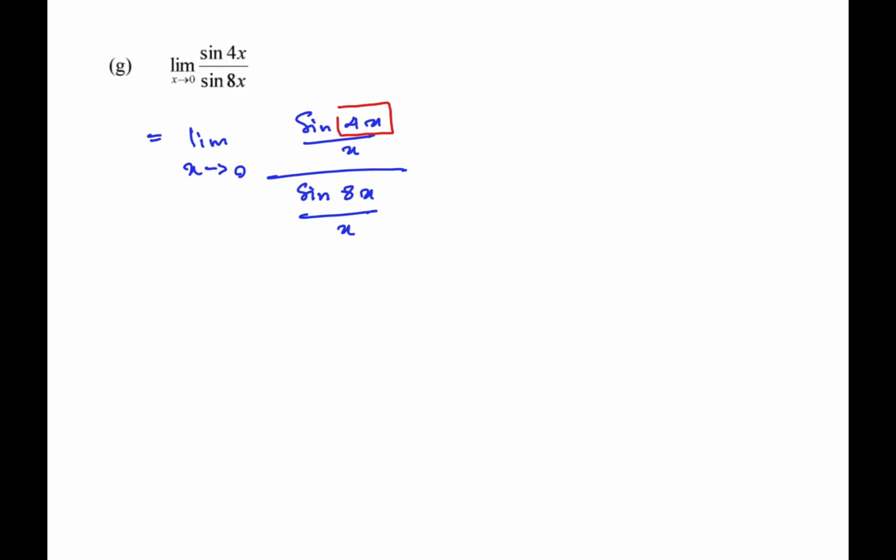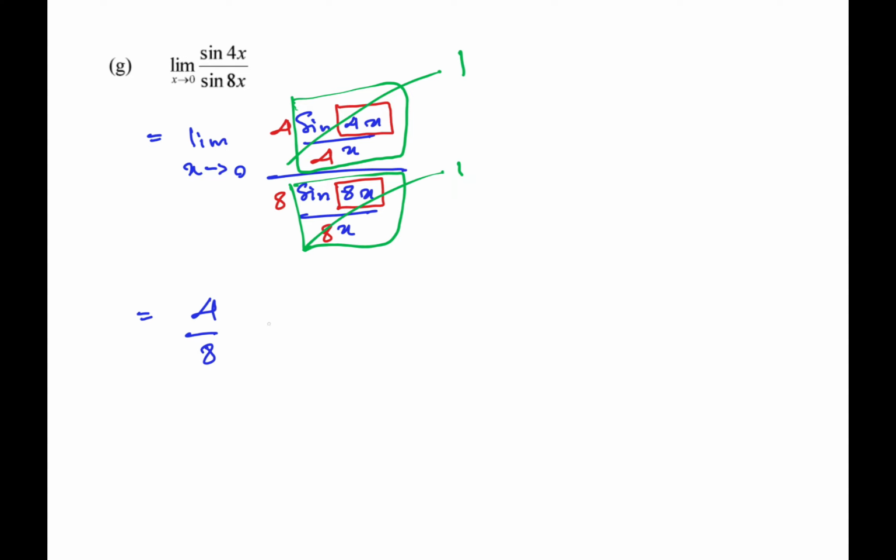Since the angle involves 4x, you must multiply by 4 here. The upper part should also be multiplied by 4. Since the angle involves 8x, you should multiply by 8, and here is 8. So we can see that this one equals 1, this one equals 1. So you get 4 over 8, which is 1 over 2. So that is the answer for question G. Okay, so that's all. Thank you.